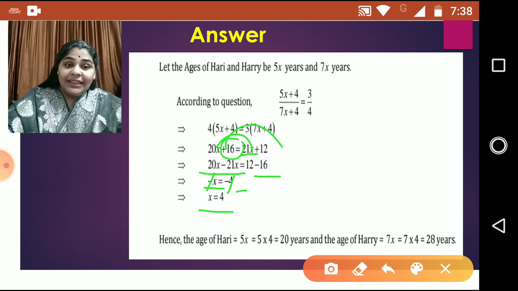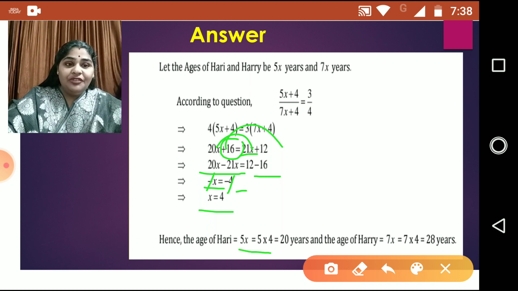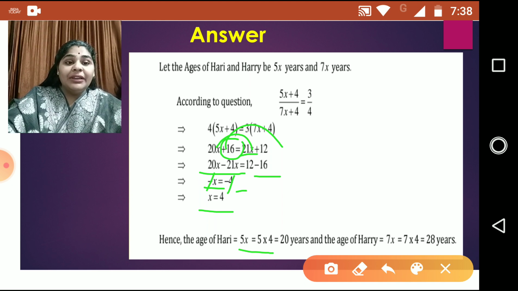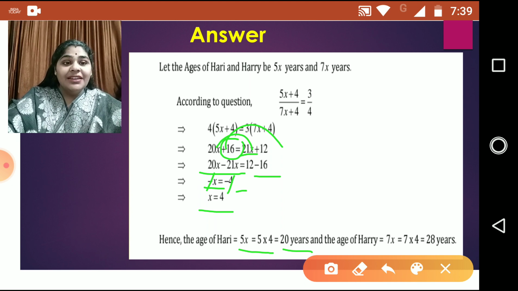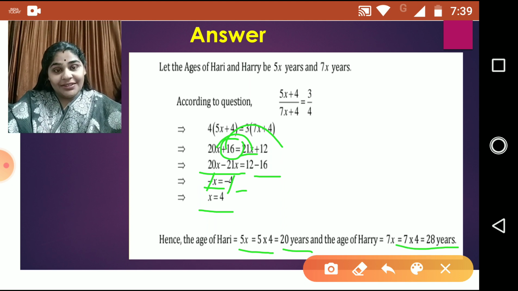So now once we get the value of x, children, we have to find the present age of Hari and Harry. So Hari was 5x. So here you can see 5x. We substitute the value of x, that is 4. It will become 5 4s are 20 years. So Hari is 20 years. And Harry is 7x, that is 7 into 4, that is equal to 28 years.